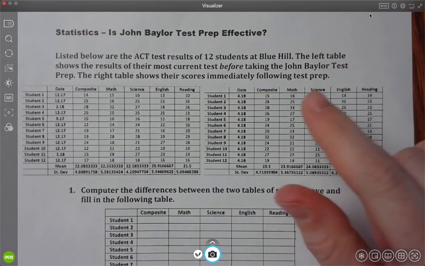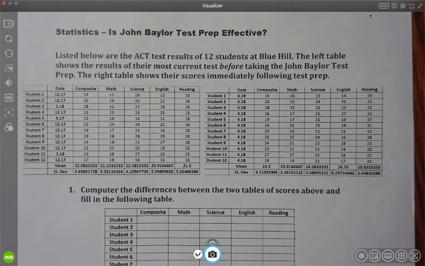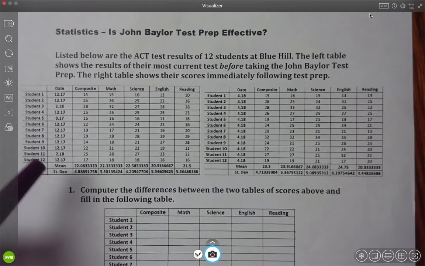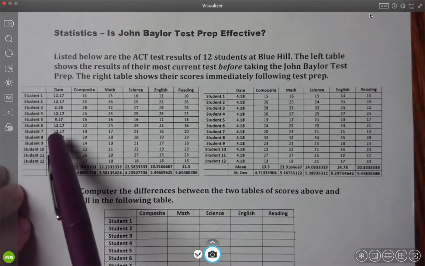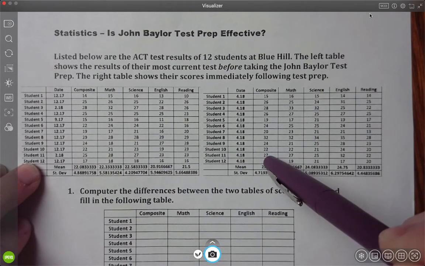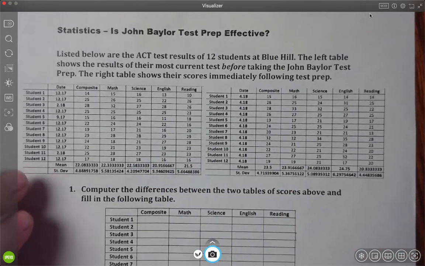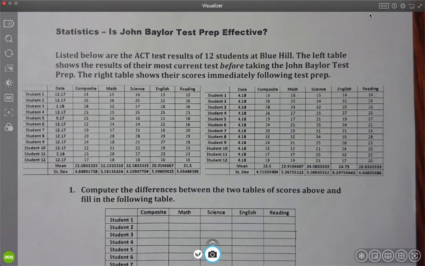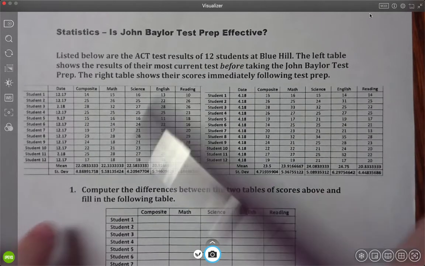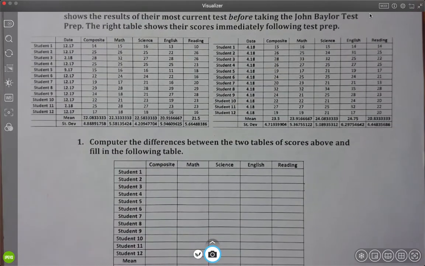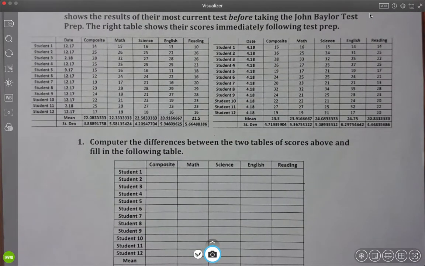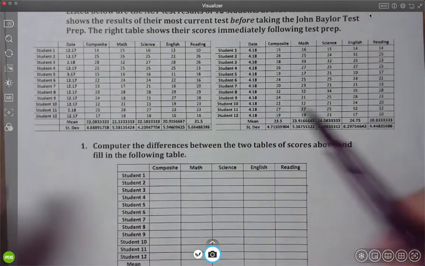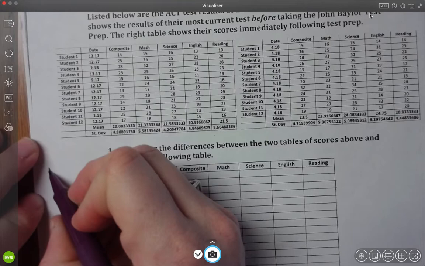Listed below are the ACT test results of 12 students at Blue Hill. Student names are taken out, obviously. The left table shows the results of the most current test before taking the John Baylor test. A couple of students had taken it 3 times before they had taken the ACT altogether, and so I took their most recent one. The right table shows the scores immediately following the John Baylor test prep when they did it all together. So what I'm going to do is compute the differences between the 2 tables.